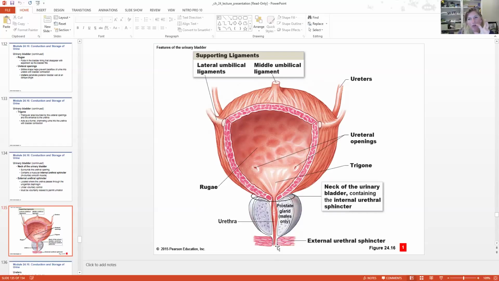We'll see the male urethra is much different. The prostate's kind of going to close off this part of the urethra and allow for the semen to kind of come through. So the prostate kind of regulates which substance is going to pass through.